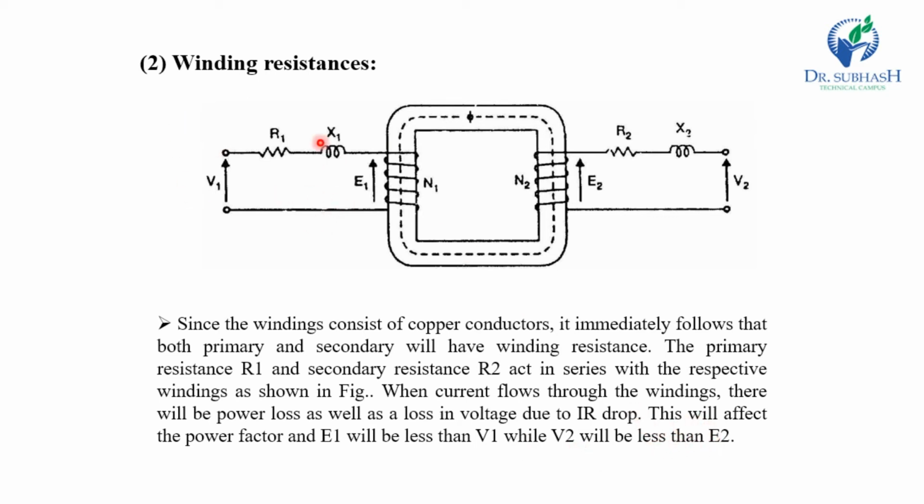Here we apply the supply voltage V1. It has some value, suppose we have 100 volts, so this voltage will drop here as an IR drop, so that due to this resistive drop, the E1 value will be less than the V1 value. Same here, if we induce E2 voltage and there is some IR loss there, due to this E2 will be greater than V2.